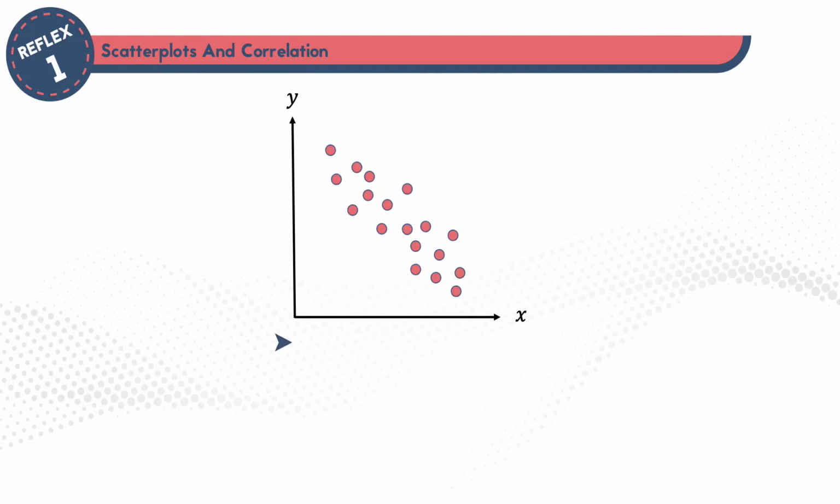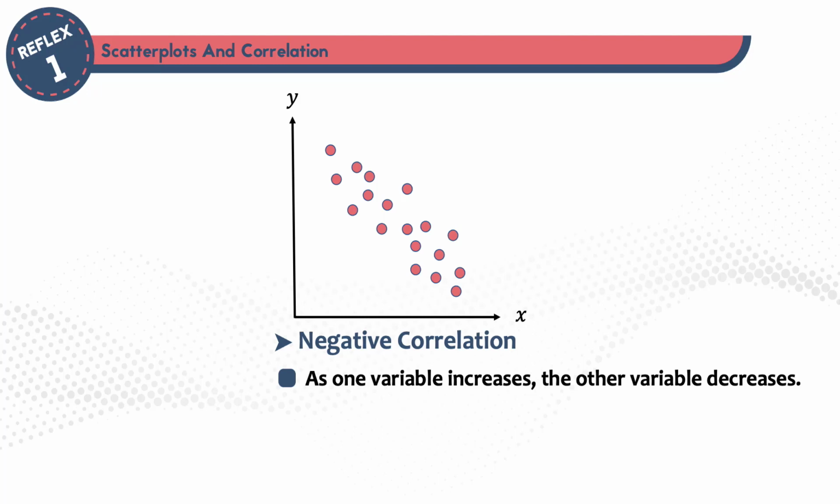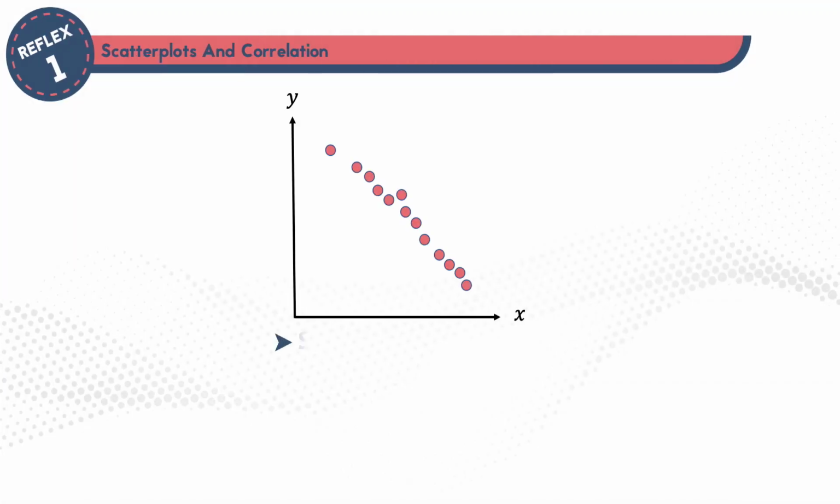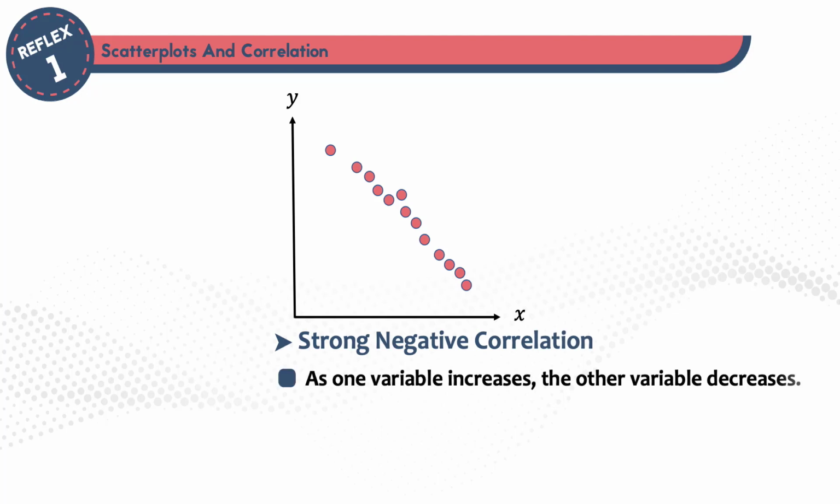And the next type of correlation is what we call a negative correlation. As one variable increases, the other variable decreases, and we use the letter R being less than 0 to indicate a negative correlation. For example, the scatter plot shown here is an example of a strong negative correlation. As one variable increases this way, the other variable actually decreases.